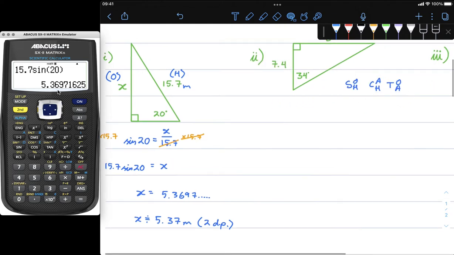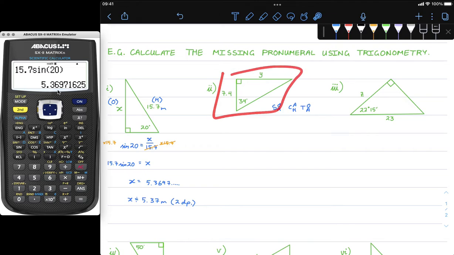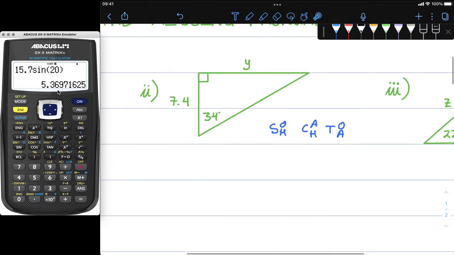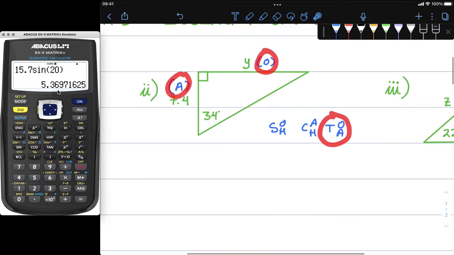Okay, I'm going to pause the video and give the next one a go yourself. Okay, so this one here. Let's figure it out. Is it sine, cos, or tan? From the angle, we have the opposite, because it's furthest away, so O. And from here, we have the adjacent, because it's closest to us, so A. So which of these do we need to use? Well, as you can see, O and A use tan.